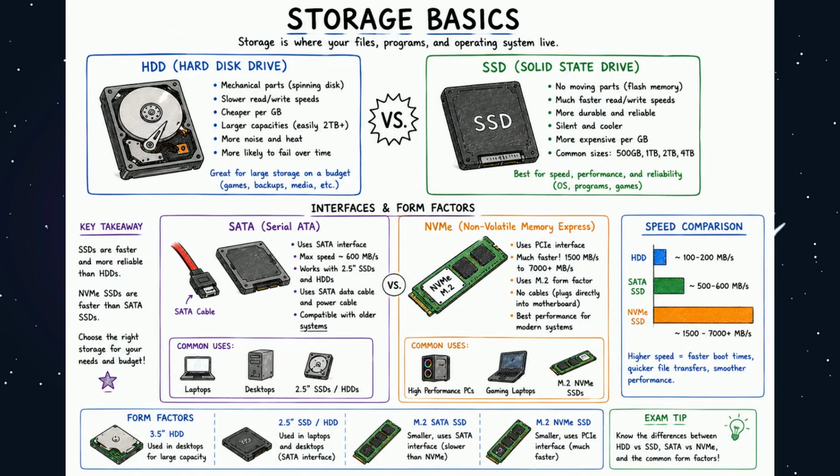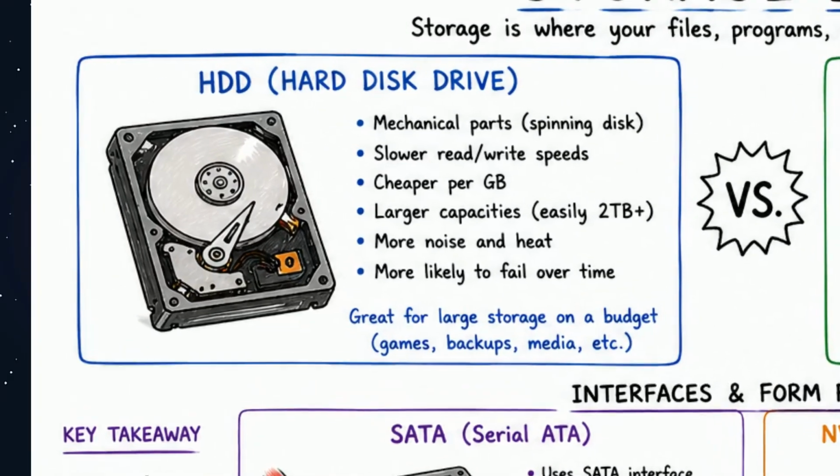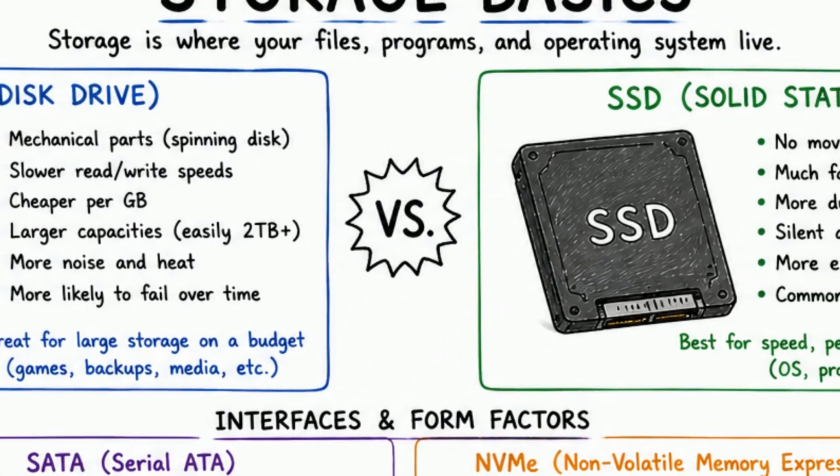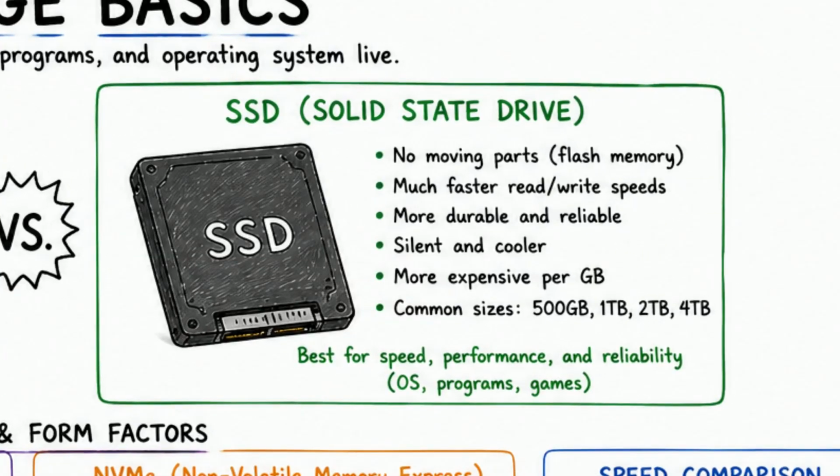Moving on to storage connections. Storage devices hold your operating system, applications, files, and even your games. Traditional hard drives, or hard disk drives, use spinning disks and mechanical parts, so they're more prone to breaking down. SSDs, or solid state drives, use flash memory, and they are much faster.